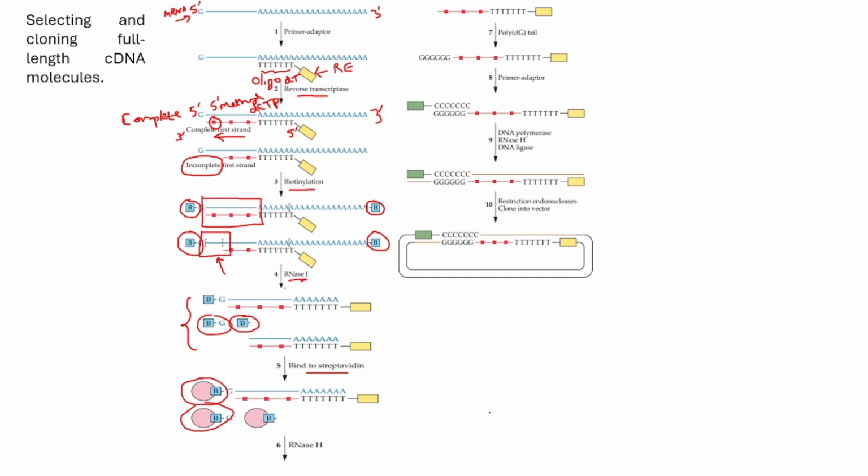Okay, so after you filter it out, you perform RNase H treatment. So RNase H, as you know from replication also, cleaves RNA DNA hybrids. Okay, it separates the RNA DNA hybrids. So after RNase H treatment, this is your cDNA molecule that you get. Okay, but this is a single stranded cDNA molecule. As we know, DNA is double stranded.